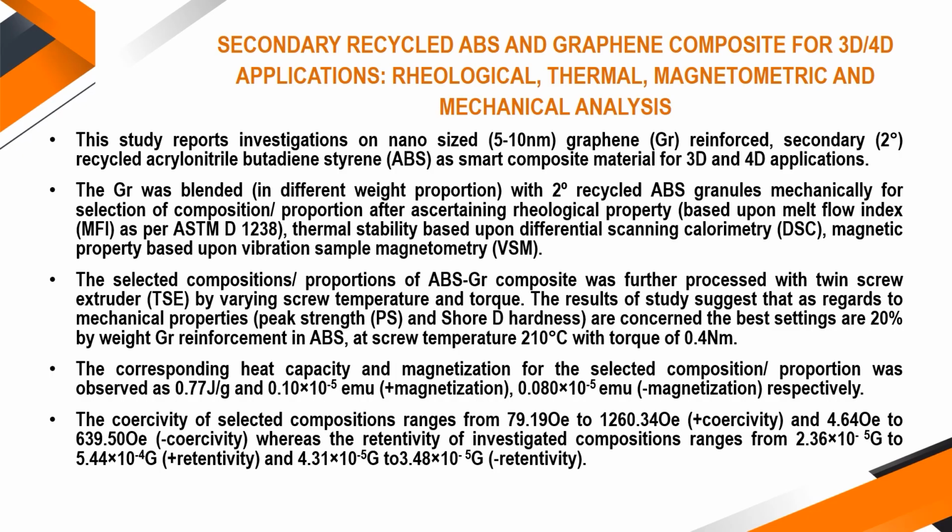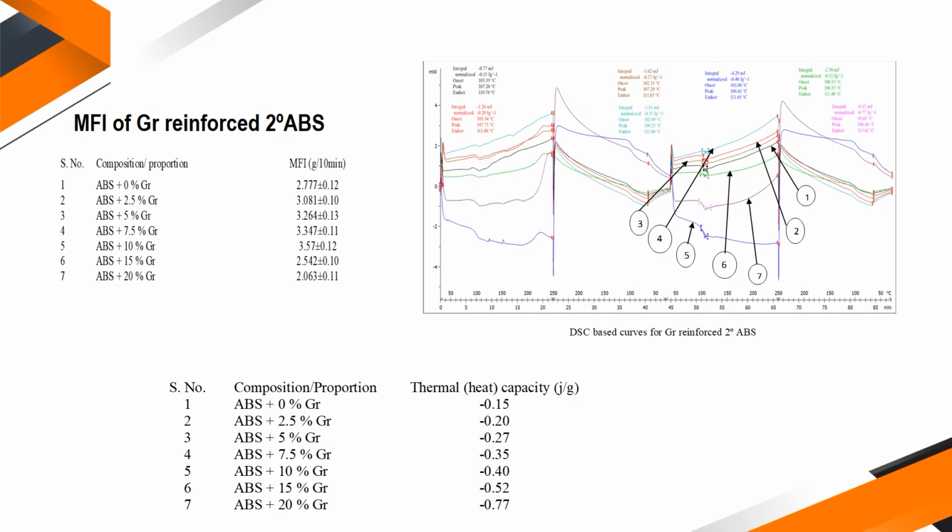What we did is we selected the ABS and then added different proportions of graphene, like 0%, 2.5%, 5%, 7.5%, and tried to ascertain the MFI. As you can see, initially as I increase the graphene proportion, the MFI is increasing, right? But after a certain value, let us say a limit of 10% graphene reinforcement of a particular grain size, it starts decreasing, and we tried to ascertain why this is happening.